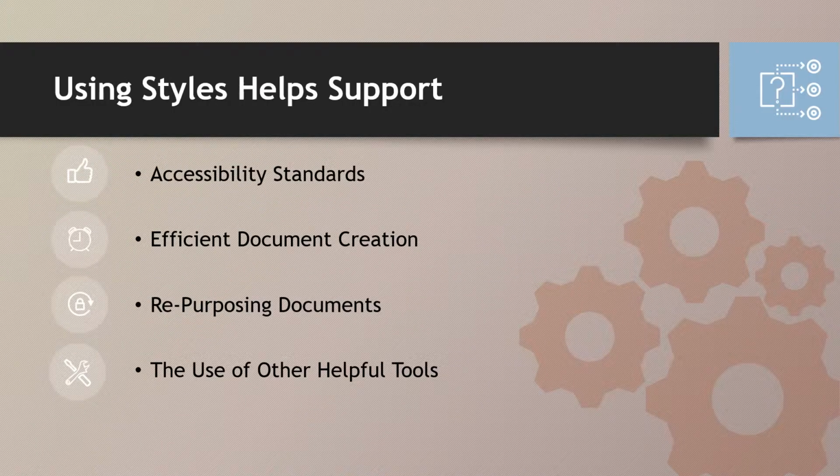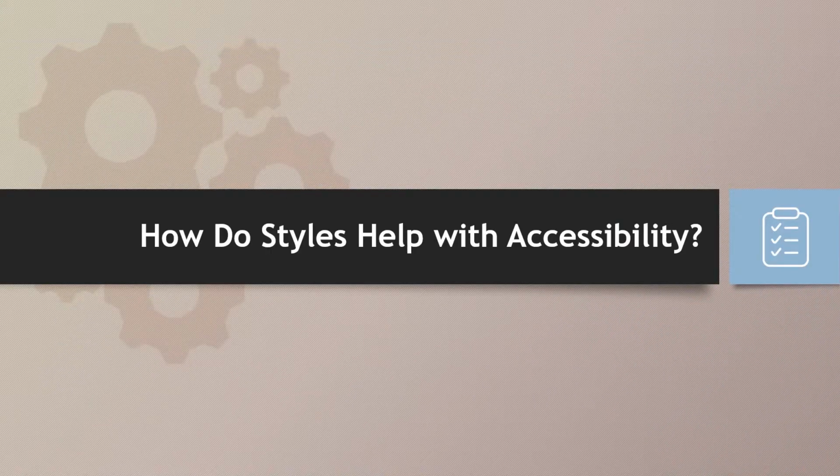By using styles, you will be able to meet accessibility standards, create documents more efficiently, maintain accessibility when repurposing documents such as converting to PDFs or HTML, and they will allow you to use other helpful tools like easily creating a table of contents, moving large blocks of text, and using the document outline. So how exactly do styles help with accessibility?